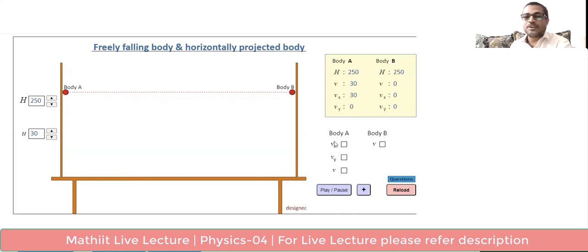The reason is because, see, this is the velocity that you gave to body A. While it is moving, in my simulations, there is another facility. You can use this plus symbol. Click here, it will move step by step. See, at any point you see, body B is covering the same vertical distance as body A.